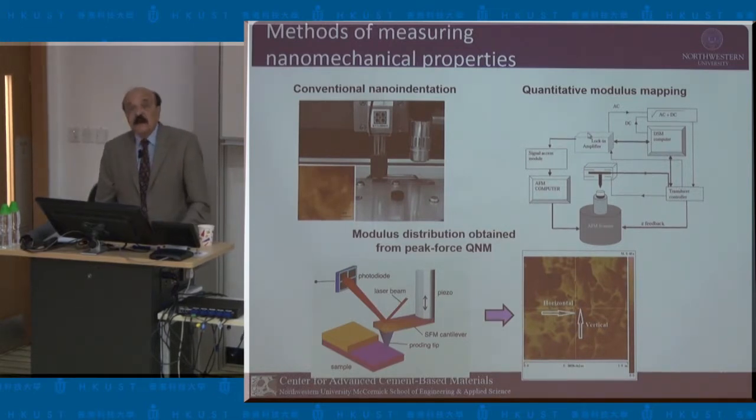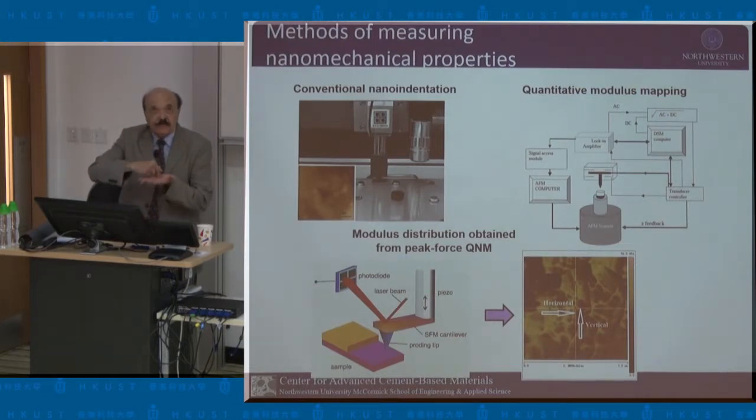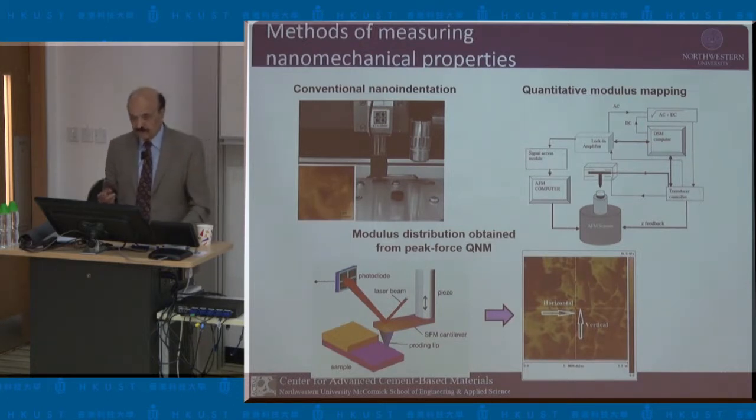And then another way is you use the same setup, but instead of applying static force, you apply a very small dynamic force. The amount of force is 10 times less, and you measure the complex modulus. Also the spacing is much, much closer. That's called quantitative modulus mapping.